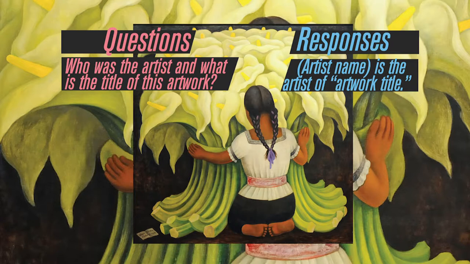Then after the parentheses, it says, is the artist of, and then in quotation marks, it says artwork title. So everything in quotation marks, you go ahead and plug in the title of this artwork. You go back to the artwork information and copy anything that's in quotation marks into this part here. So you're plugging in the artist of this artwork and the title of this artwork. If you have any questions about this part of the critique, go ahead and let me know.